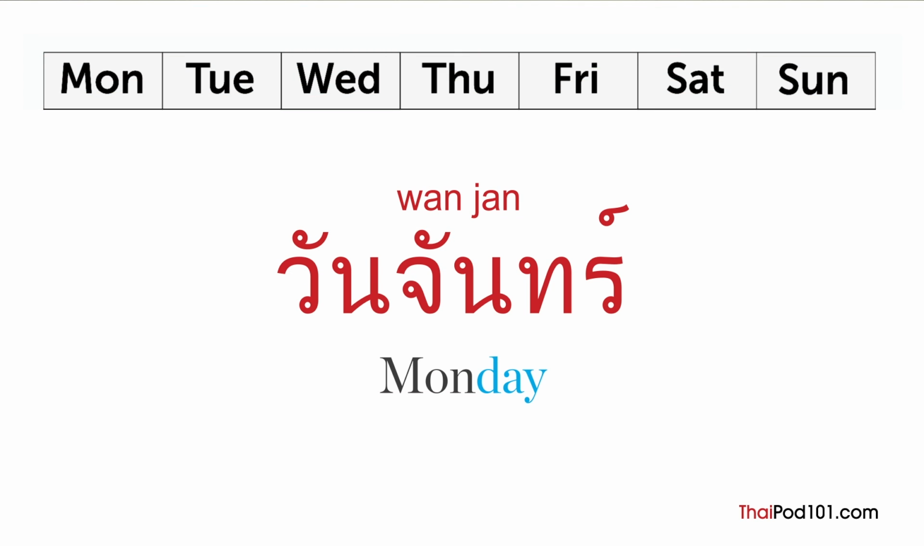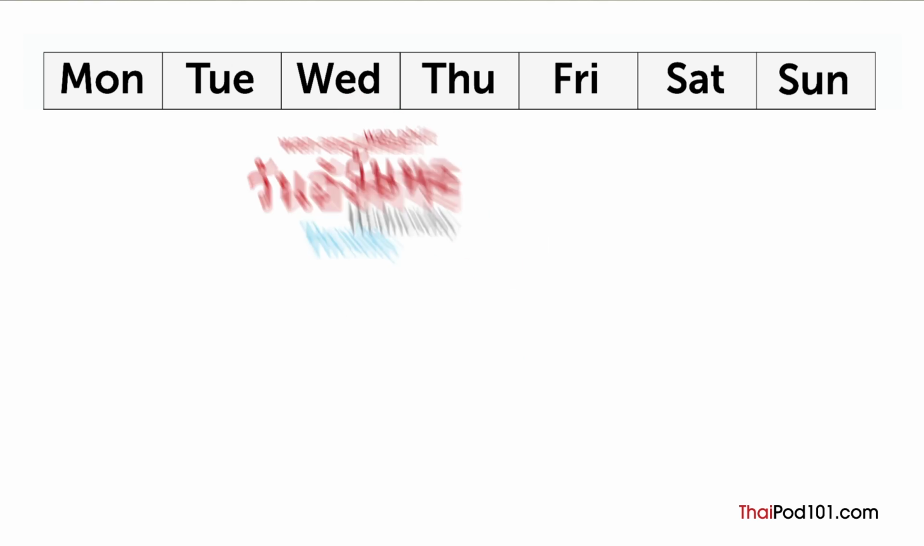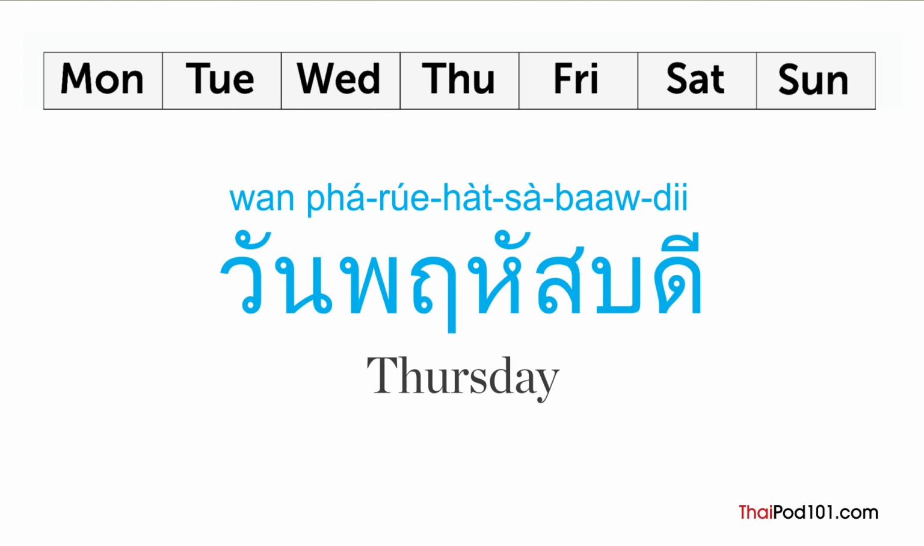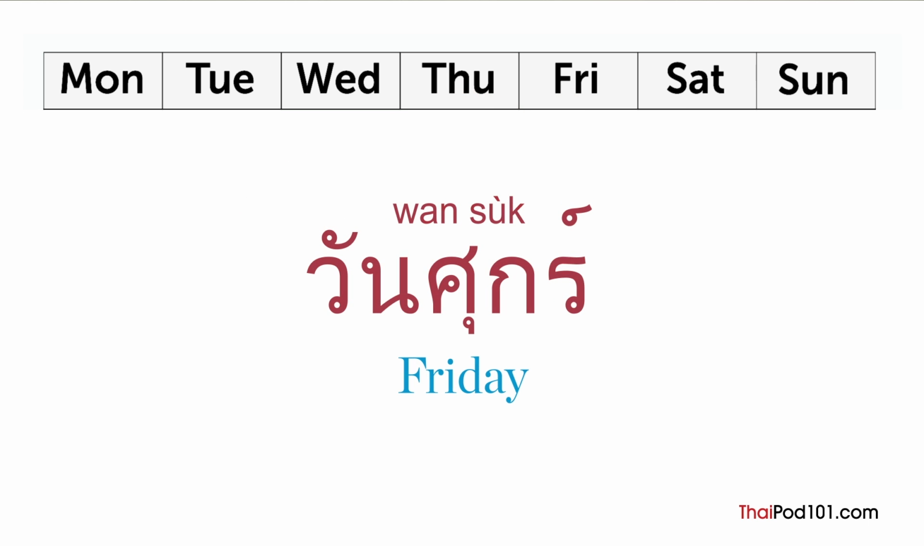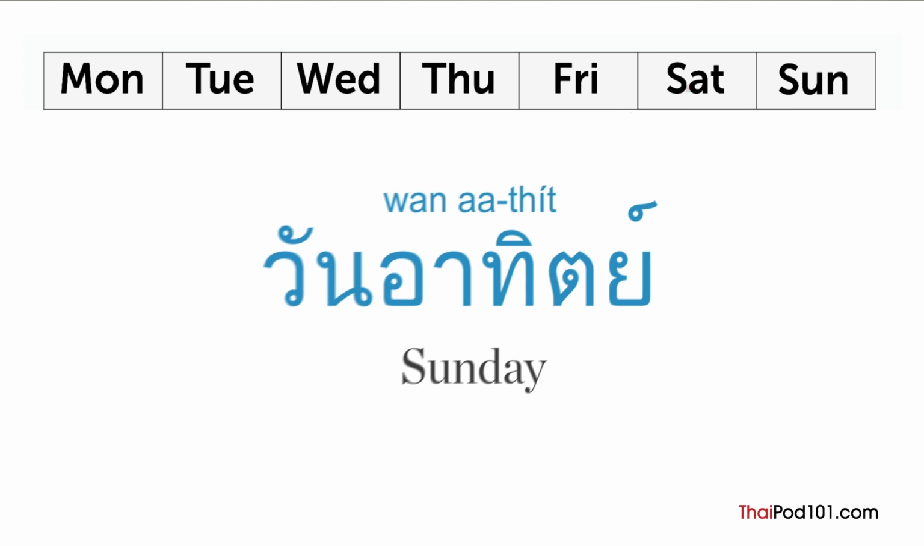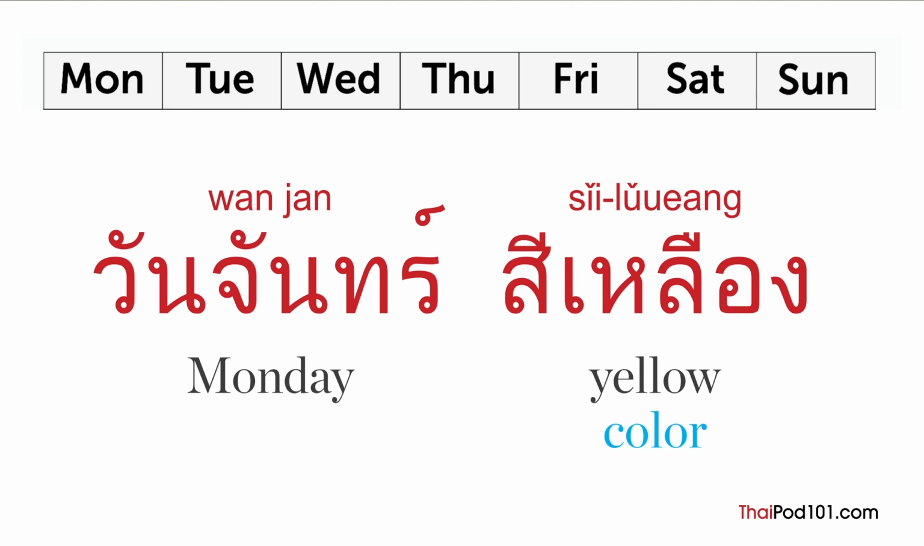First, the word day in Thai is วัน. We put this in front of each day. วันจันทร์, Monday. วันอังคาร, Tuesday. วันพุธ, Wednesday. วันพฤหัสบดี, Thursday. วันศุกร์, Friday. วันเสาร์, Saturday. วันอาทิตย์, Sunday.